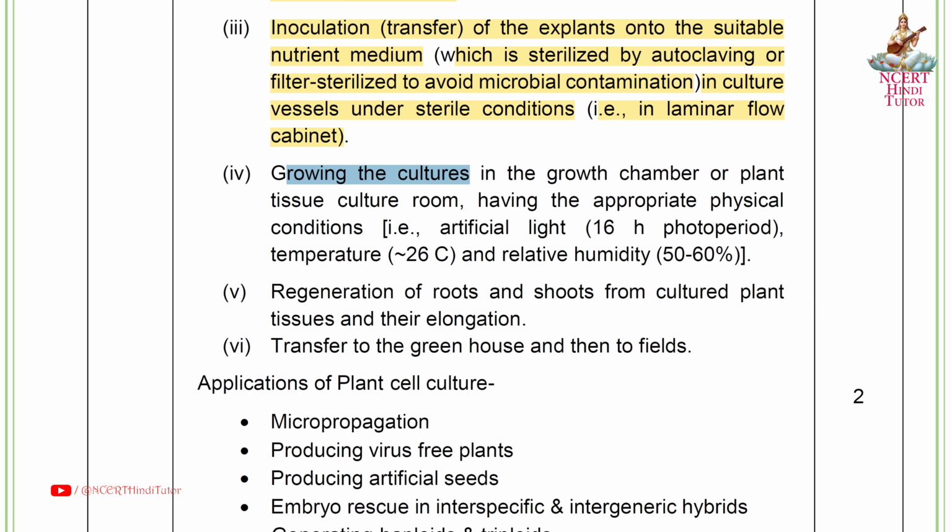Fourth, growing the cultures in the growth chamber or plant tissue culture room having the appropriate physical conditions, that is artificial light, 16 h photoperiod, temperature 26 Celsius and relative humidity 50 to 60%. Fifth, regeneration of roots and shoots from cultured plant tissues and their elongation. Sixth, transfer to the greenhouse and then to fields.